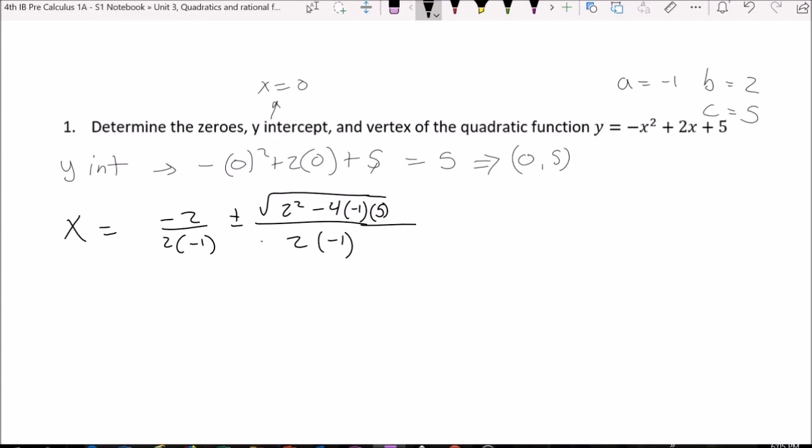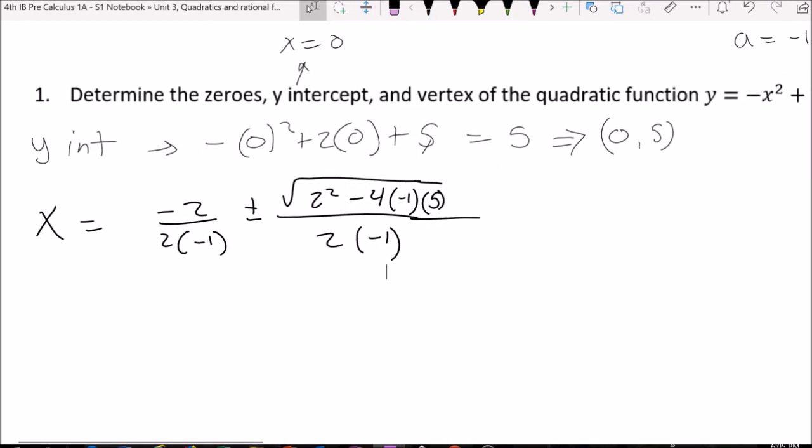The left side's pretty straightforward. You have a negative on the top and a negative on the bottom. Those are going to cancel out. And then 2 divided by 2 is 1. So we get a 1 over here on the left, plus or minus. Then over on the right, this number in the radical, if we simplify that, we're going to get 24. So we get square root of 24 over negative 2.